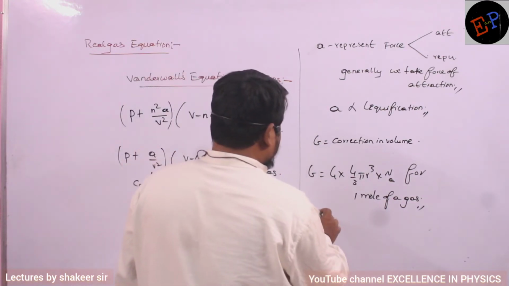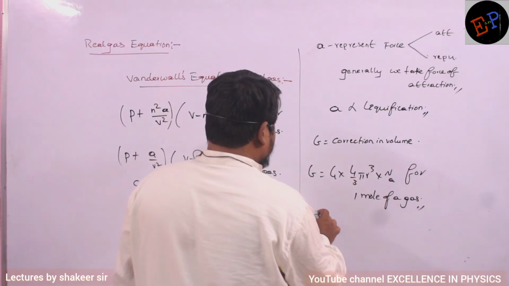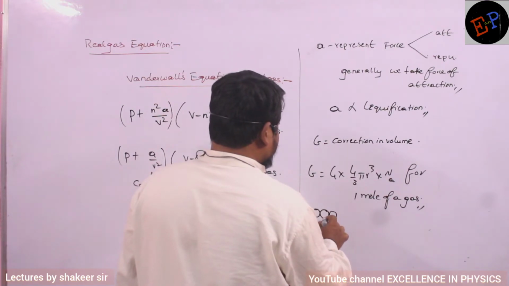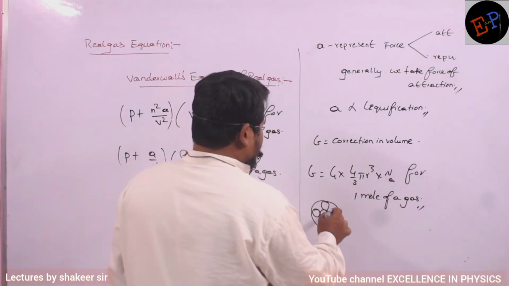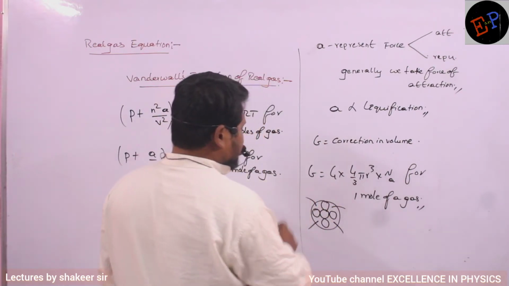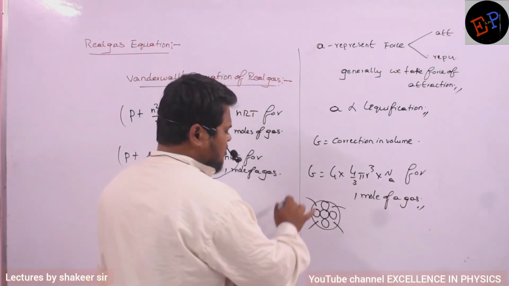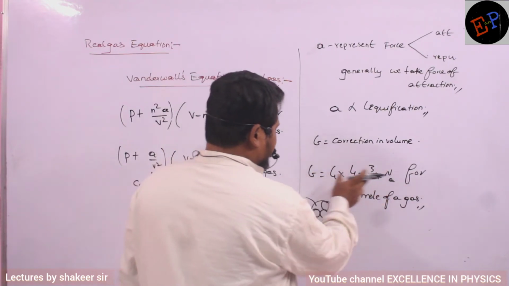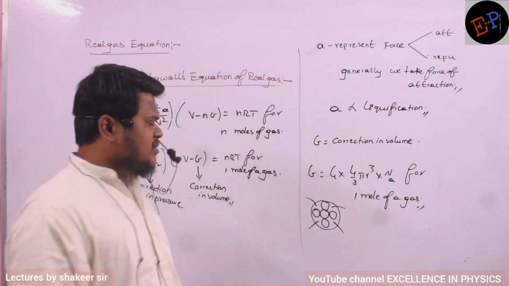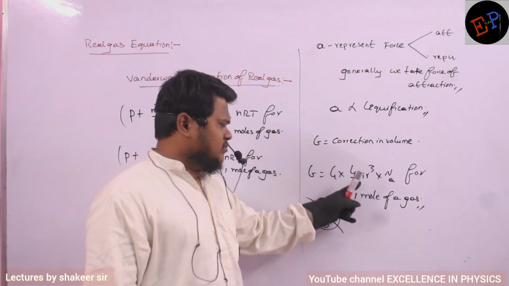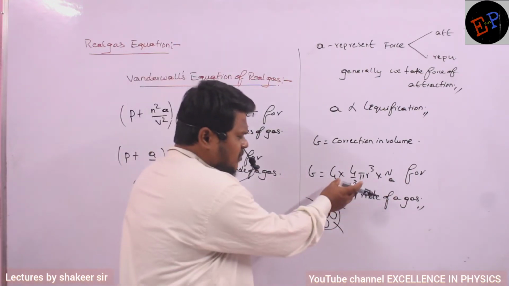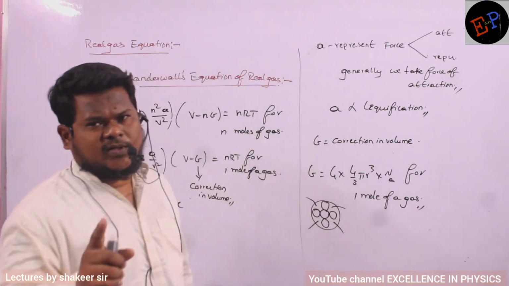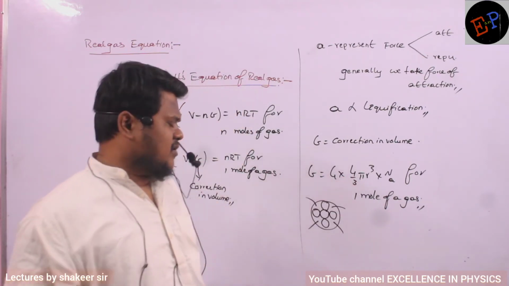For example, if this is a molecule surrounded by many molecules, are you able to understand? Consider this total volume. Then we have many empty spaces which are present here. All those empty spaces I can get only if I do this type of calculation. So b equals 4 into 4 by 3 pi r cube multiplied by Na, where 4 by 3 pi r cube is called the volume of a single molecule. That is the formula.